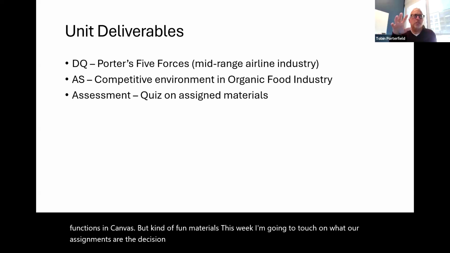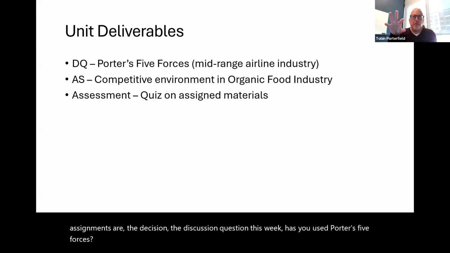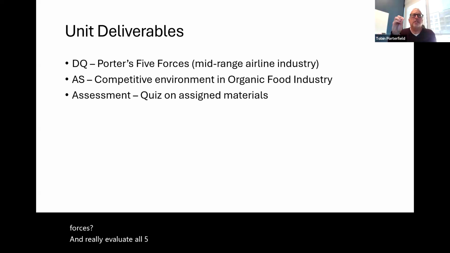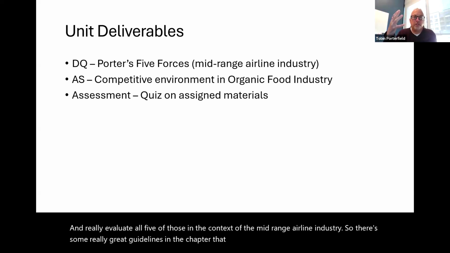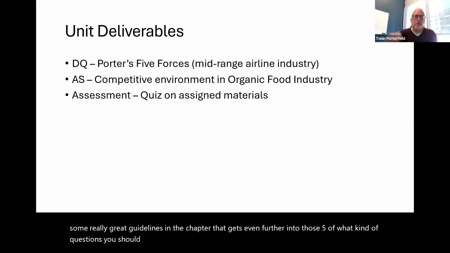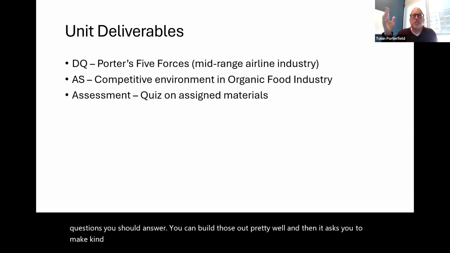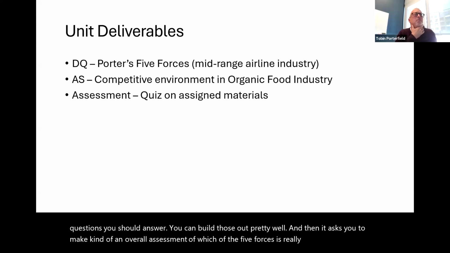The discussion question this week has you use Porter's 5 forces and really evaluate all 5 of those in the context of the mid-range airline industry. There are some really great guidelines in the chapter that get even further into what kinds of questions you should answer. You can build those out pretty well, and then it asks you to make an overall assessment of which of the 5 forces is really strongest in that space.